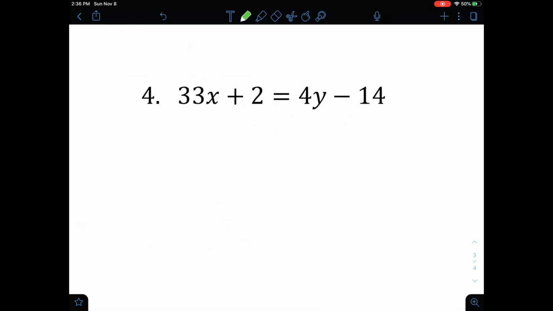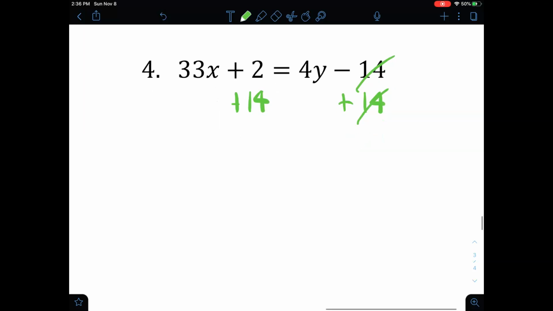All right, number 4: 33x plus 2 equals 4y minus 14. First things first, we want to get y by itself, so we need to get that 4y by itself. What will be the first step? Instead of subtracting 14, we're going to add 14 to both sides. Now, this is important too. Should I add 14 to the 33x or to the 2? Which ones are like terms here? I would add it to the 2. People try to add x's and non-x's, and that's not allowed. You're going to add 14 to 2 because these are like terms.